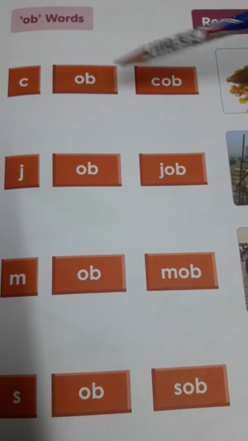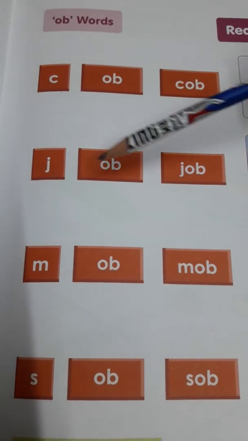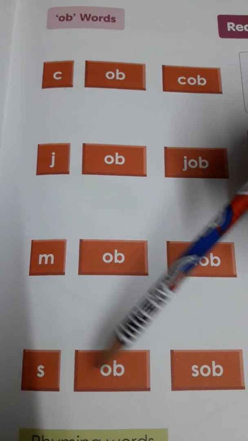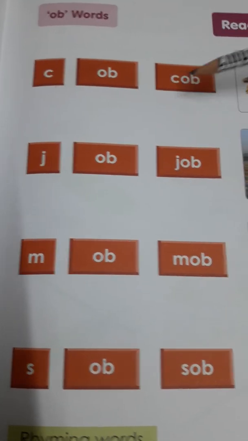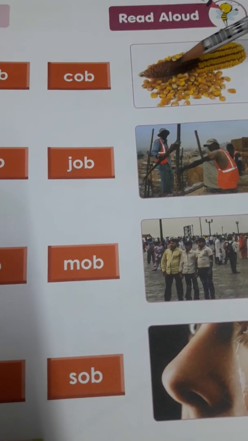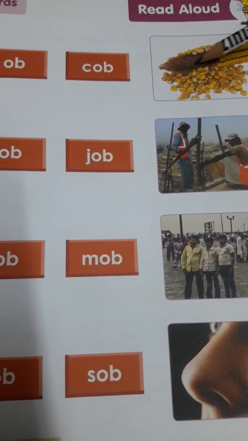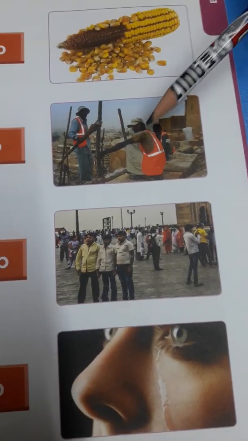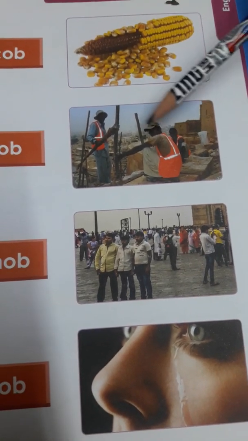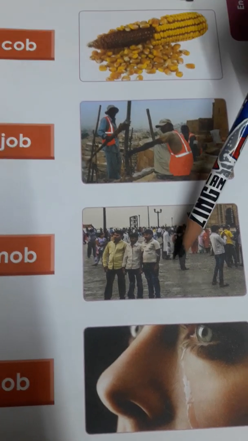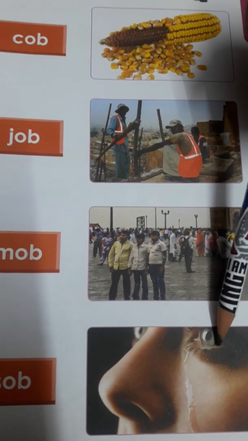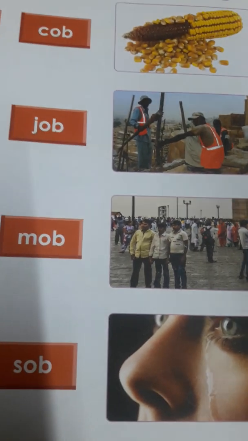Now see, these are ob words. K-ob, cob. J-ob, job. M-ob, mob. S-ob, sob. कॉब माने ये कॉर्न है ना, इसके अंदर जो ये ब्राउन कलर का दिख रहा है ना, इसको हम कॉब कहते हैं. कॉब. ये पिक्चर देखिए. जॉब, ये वर्क कर रहे हैं तो उसको कहते हैं जॉब. ये इतना क्राउड है यहाँ पे, सो इट इज़ मॉब. दिस इज सॉब.